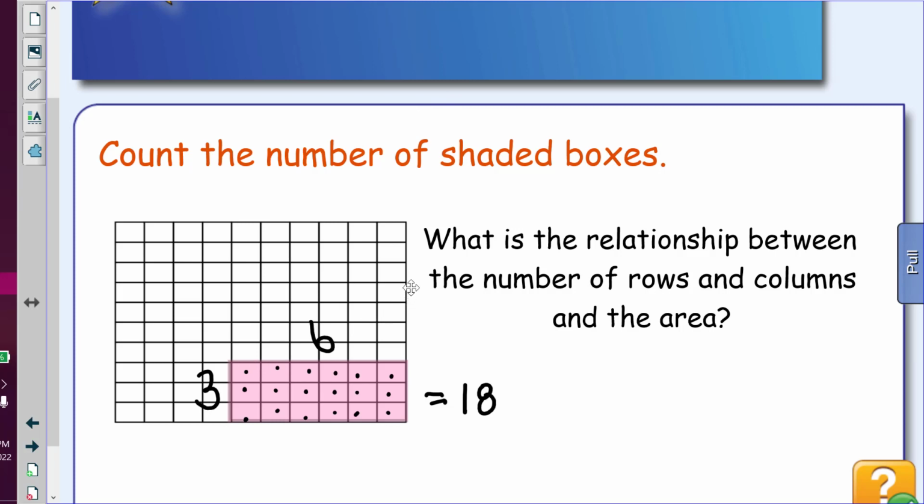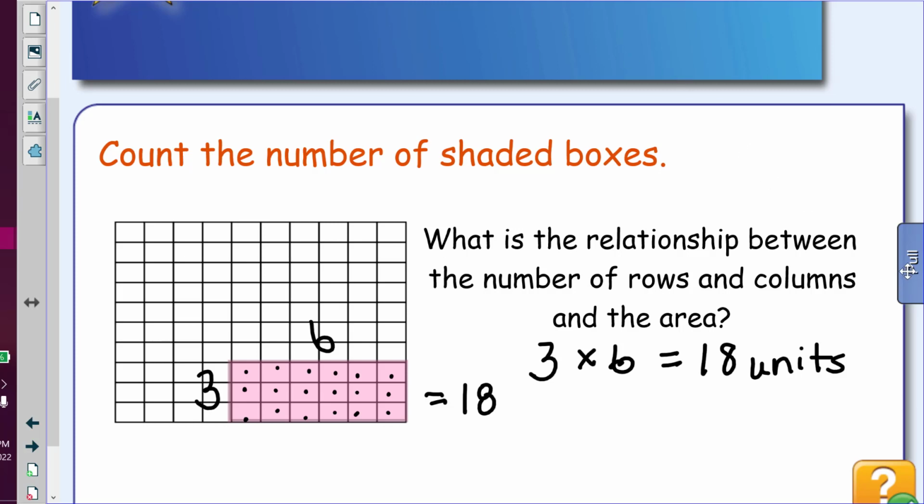So what is a shortcut to this? Rather than having to count each of the individual boxes, we can just use multiplication to find the area by multiplying the number of rows by the number of columns. So I can easily find the area by saying 3 rows, each row had 6 columns, so that gives me a total of 18 units. Remember, we don't know the unit.